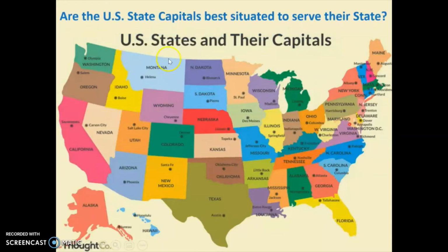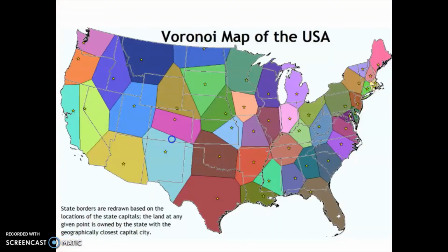My question to you is, are the US state capitals best situated to serve their state? Again, an example in California, Sacramento is here. Is that a good location to serve all of the state? In other words, is Sacramento equally close to every location in the state? Look at Texas. Austin is the capital, but it's kind of in the corner here. It's so far from other locations. Should the state capital be right in the center of a state, basically? That's my question. What do you think?